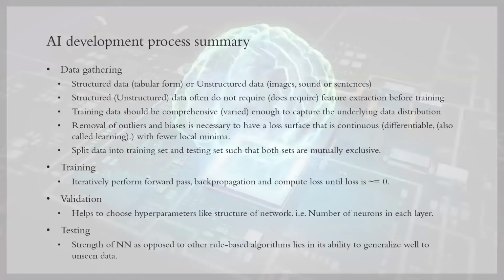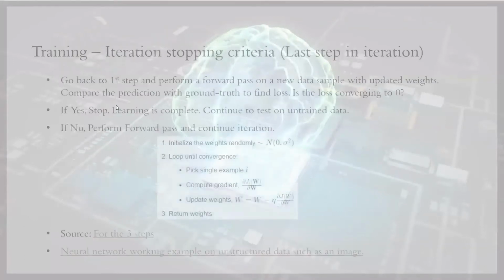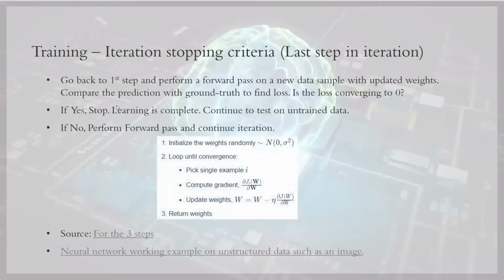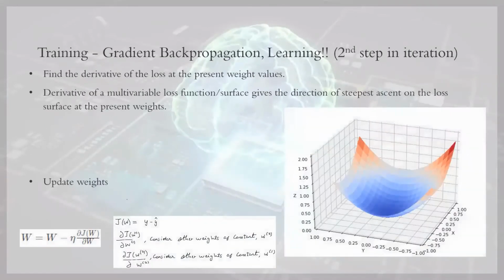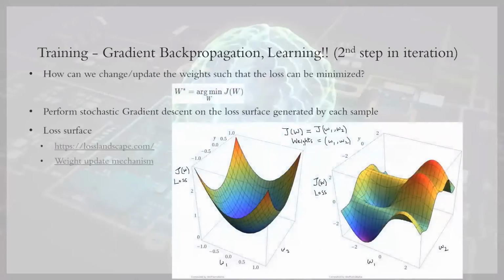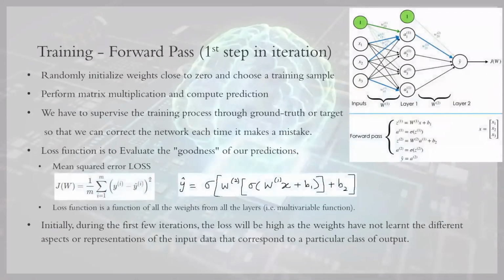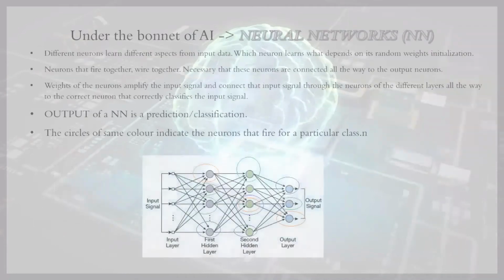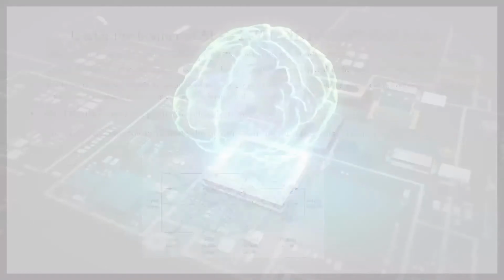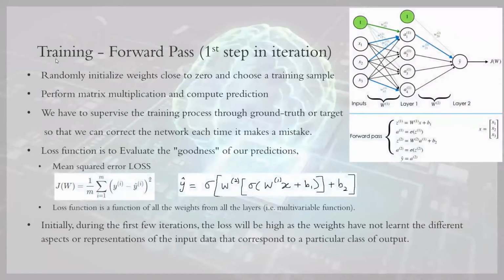So now I will go into the details of training, which is the most important step in neural network development. Okay, so I think we were here. So training. The first step in training is called forward pass.